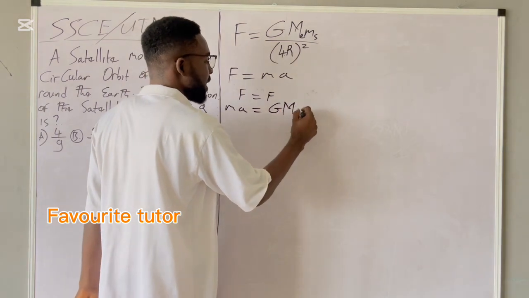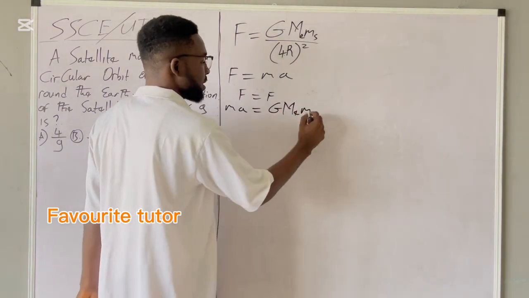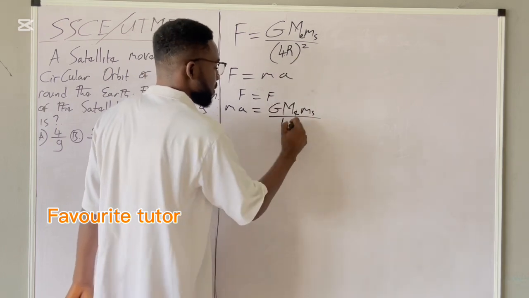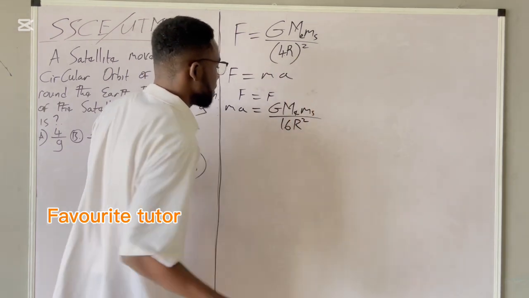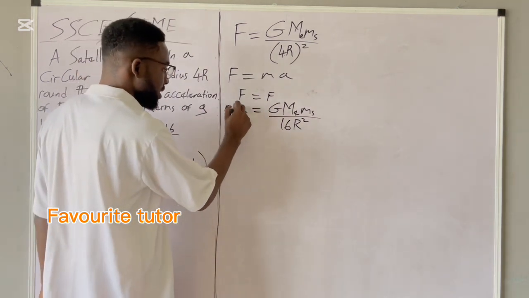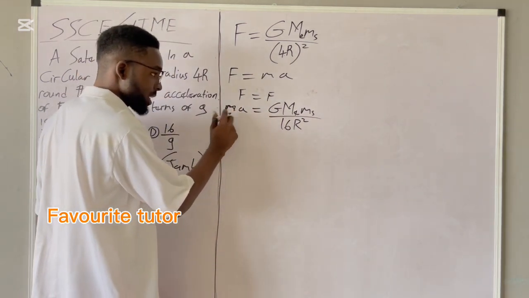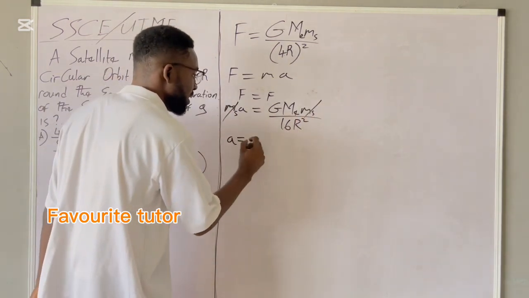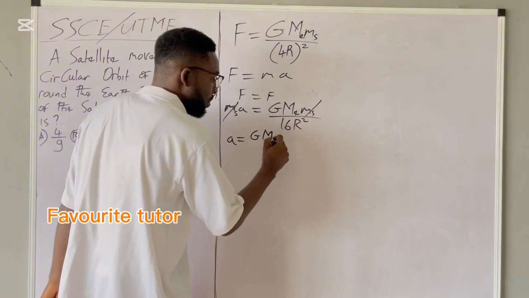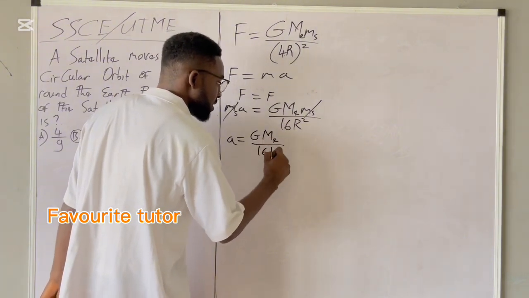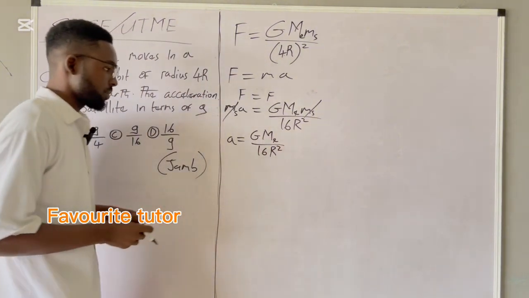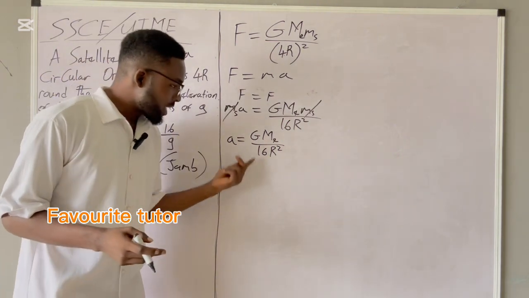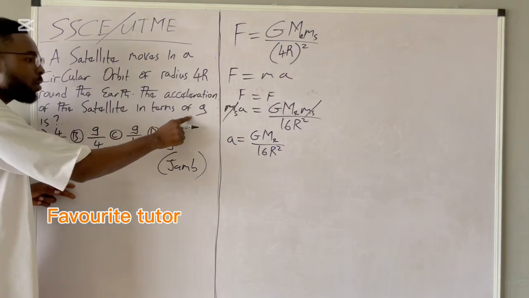G, mass of the Earth, mass of the satellite, all over what? The distance. The distance is 4r, raised to the power of 2 is 16r squared. This is the mass of the object, that is the satellite. We both cancel out. So therefore, A is equal to G, mass of the Earth over 16r squared. But this is not the answer. They said in terms of what?